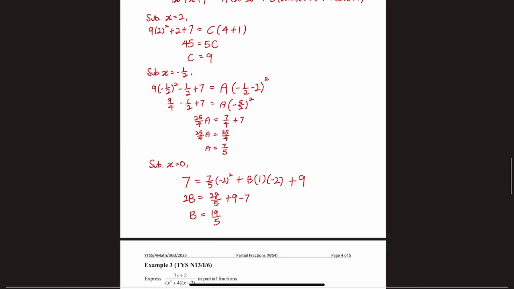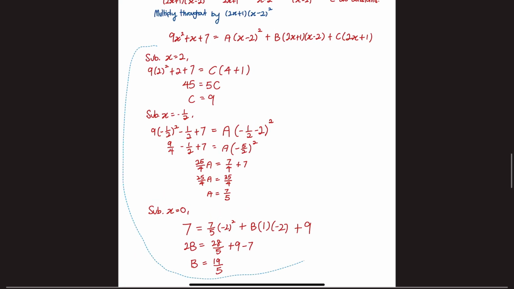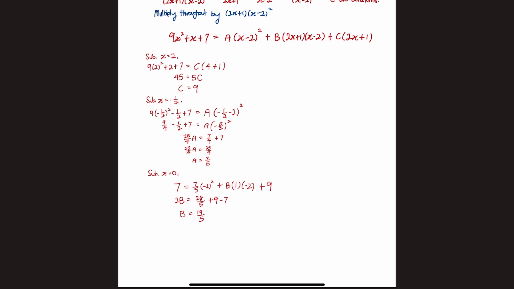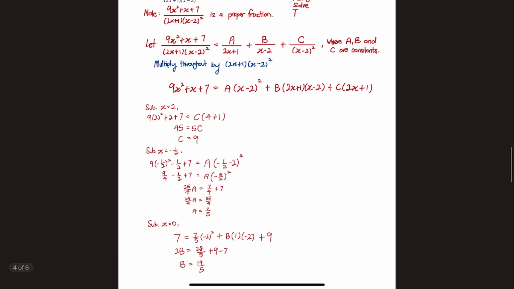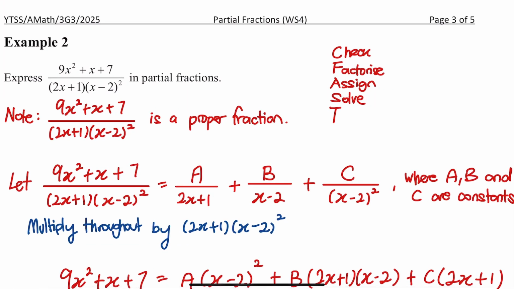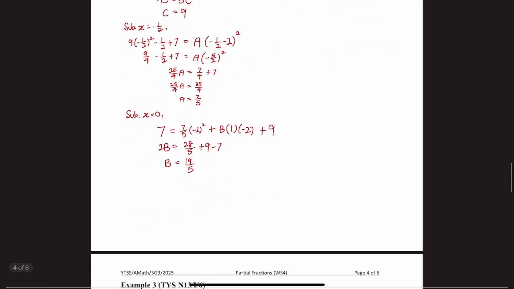Okay, so therefore now that I found the value of a, b, and c respectively, very simply I can now simplify from here. Make this smaller. So therefore, I found the values of a, b, and c. So that means the solving part is done. Last step is to tie everything together, which means that I will rewrite this answer now.